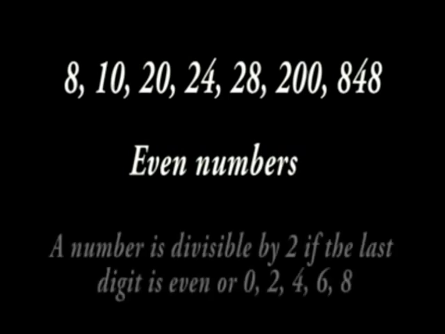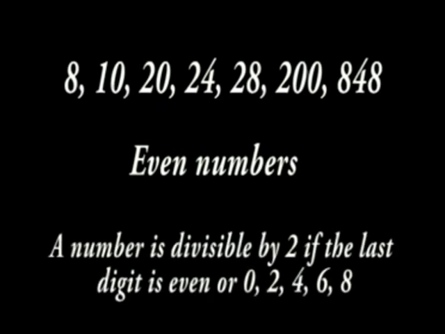Let's see the divisibility by 2. Consider the following numbers. Looking at these numbers, all of them are even numbers, and hence they are divisible by 2. In conclusion, we say that a number is divisible by 2 if it is an even number. It can also be said that a number is divisible by 2 if it ends with 0, 2, 4, 6, and 8.